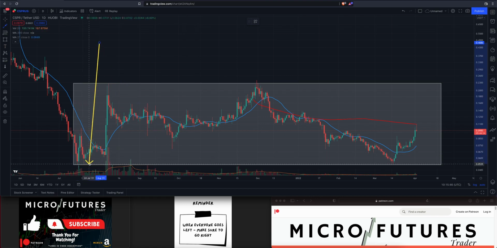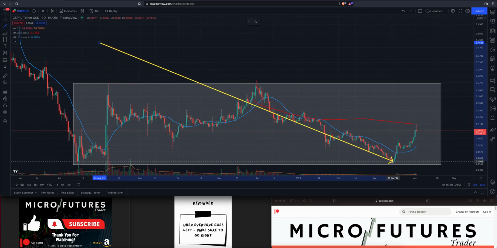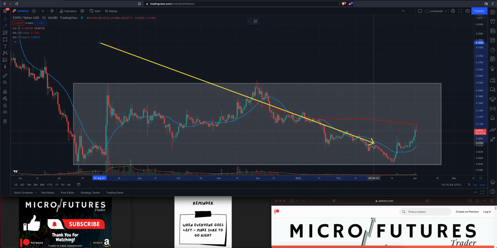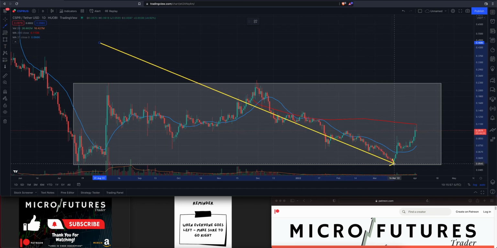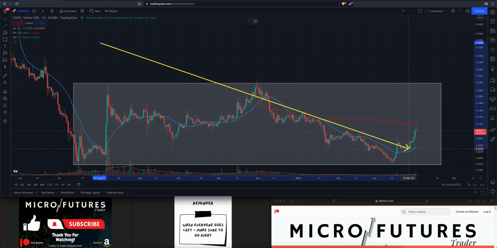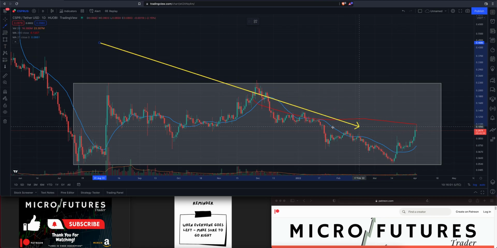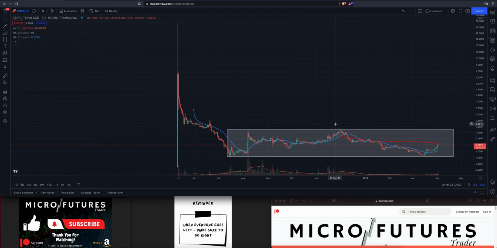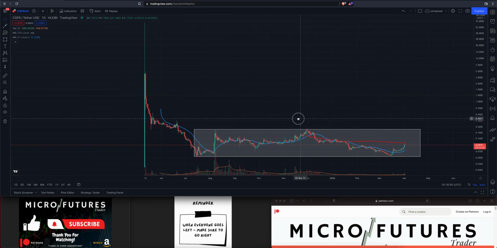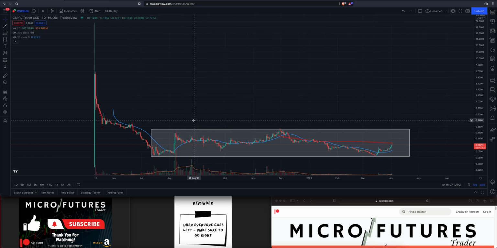So this price support over in here, once we got back down to that in the middle of March, once again confirmed that that area is support. And then we got that reaction to the upside. But it could have just as easily broken down out of this range.